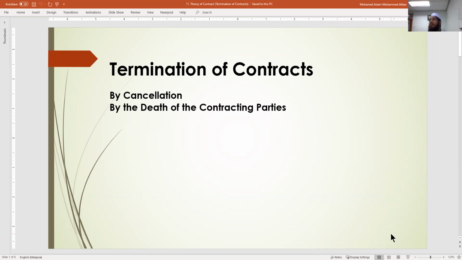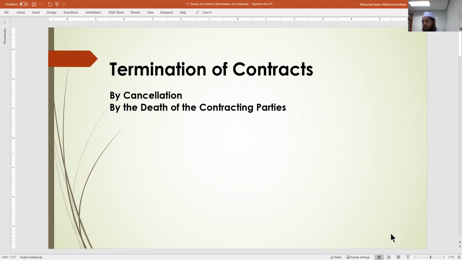So now we are at the last section, which is actually termination of the contract. In this class, we will be finishing this very soon. But after this, we're going to start a new chapter, which is about riba, which means that we are going to talk about the prohibited elements.